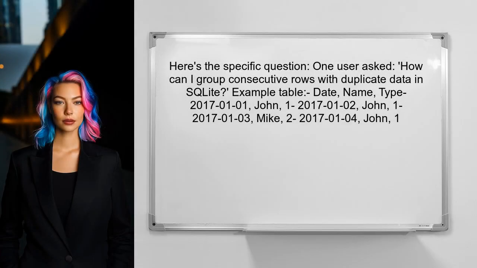Let's dive into the specific question at hand. One user recently asked, how can I group consecutive rows with duplicate data in SQLite? They provided an example table with names and types, and they want to see a result that groups these duplicates together. Sound familiar? Let's explore how to achieve that.